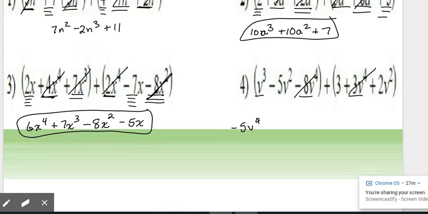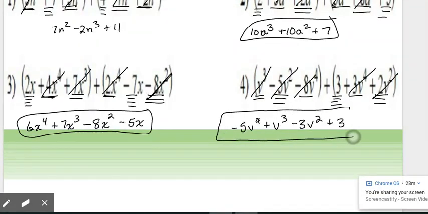My v to the third, that's the only one, so drop it like it's hot. My v squareds, -5 plus 2 is -3. And the many times forgotten constant sitting there, 3. Don't forget about it. Drop it like it's hot. It's the only one there. Okay, and those are our 4 answers.